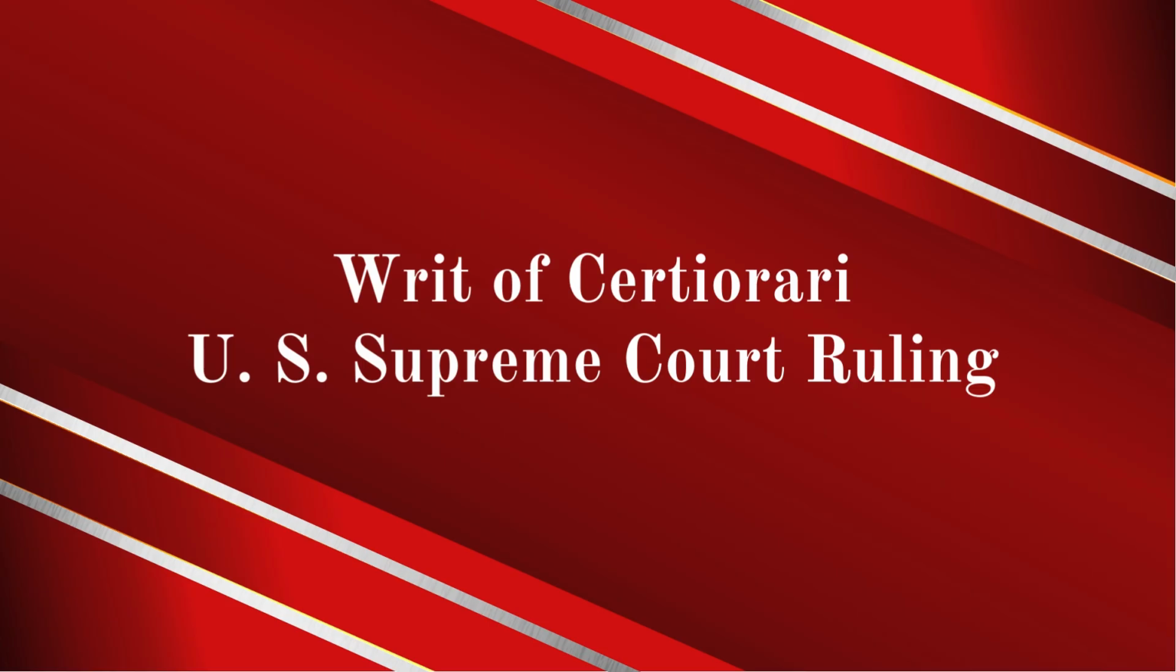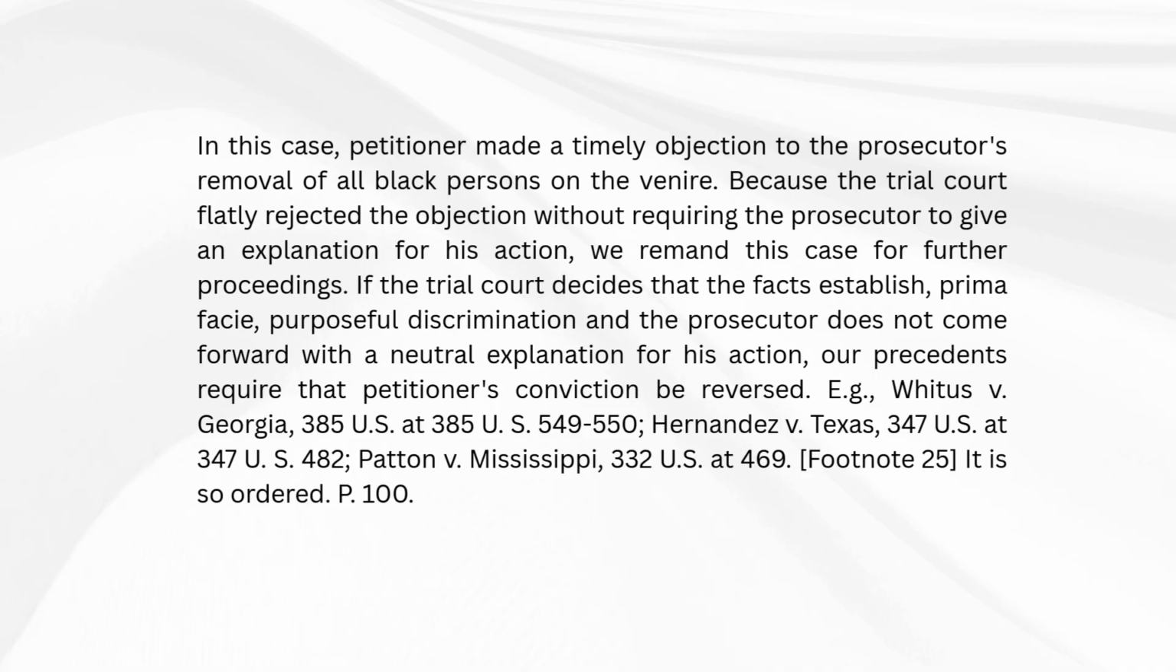So finally, let's look at how the Supreme Court ruled. In this case, the petitioner made a timely objection to the prosecutor's removal of all Black persons on the venire, but the trial court flatly rejected the objection without requiring the prosecutor to give an explanation for his action. We remand this case for further proceedings.